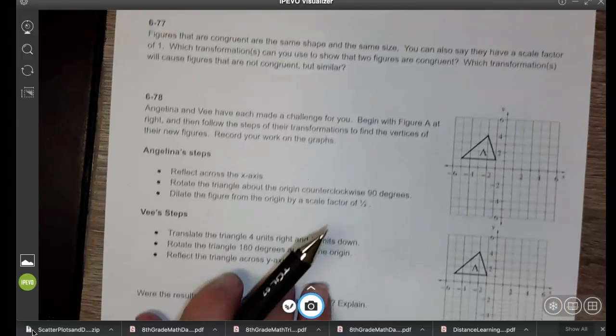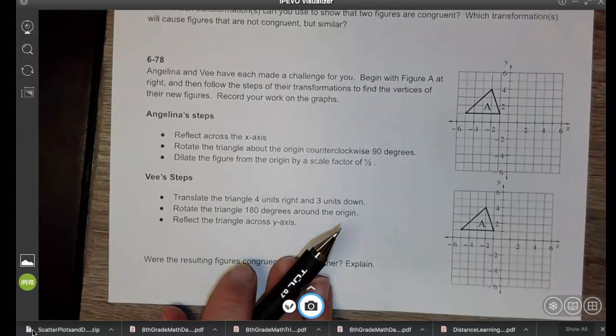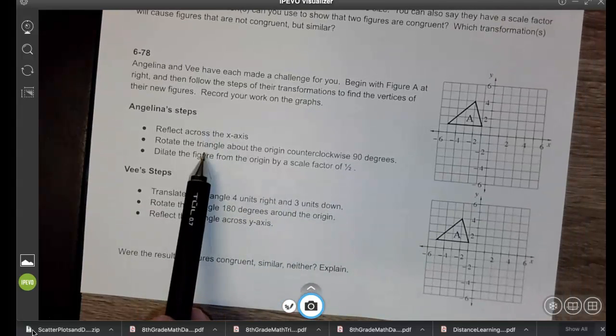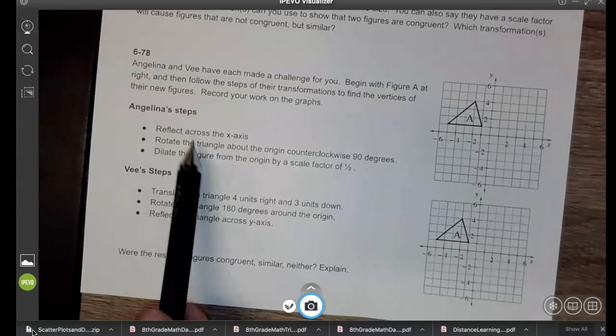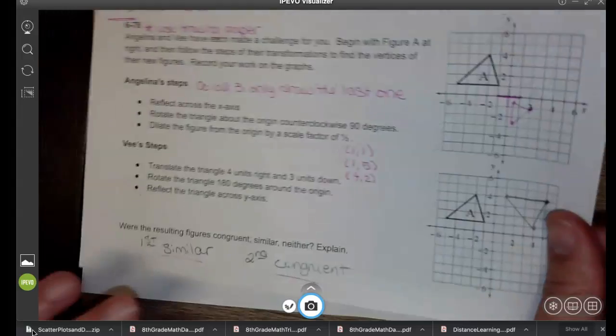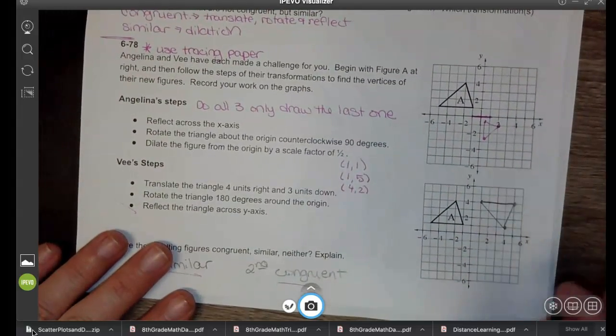So that's really what this lesson focused on. It focused on just different steps. Angelina and V, I'm just going to show you what that looks like after they've done that.